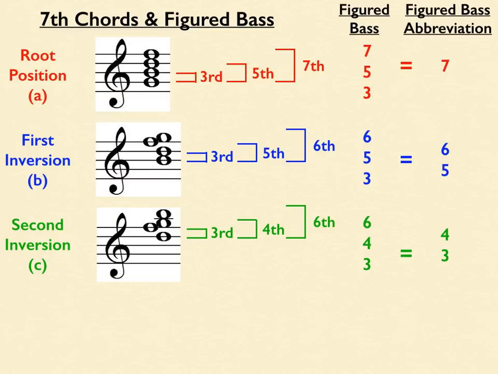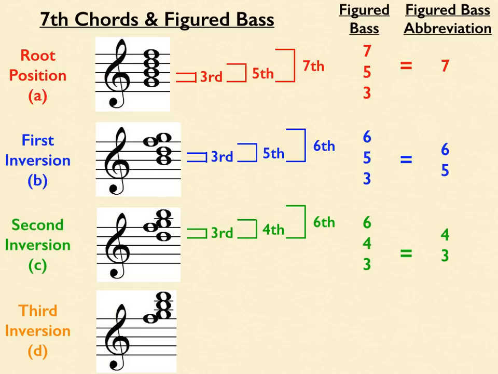And again, as you probably have already guessed, there is a third inversion because it's a seventh chord. It's possible to have the seventh at the bottom. So this is what the third inversion chord would look like. So as you can see, I needed to use quite a few ledger lines now. So between the F and the G, that is a second.